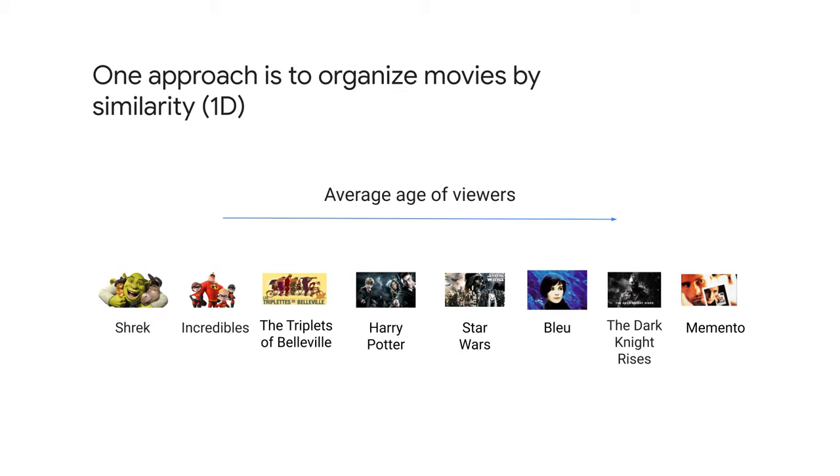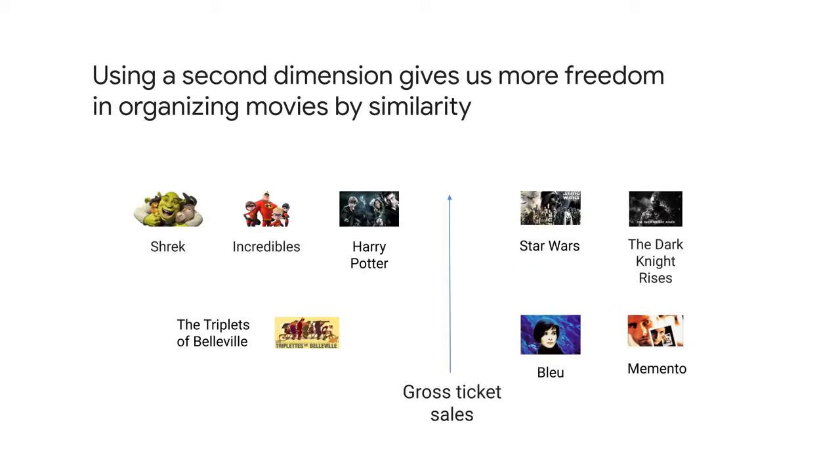So, how do you solve this complex problem? Well, what if we added a second dimension? Perhaps the second dimension is the total number of tickets sold for that movie and when it was released in theaters. Now we see that Star Wars and The Dark Knight Rises are close to each other. Blue and Memento are close to each other as well. Same with Shrek and The Incredibles.